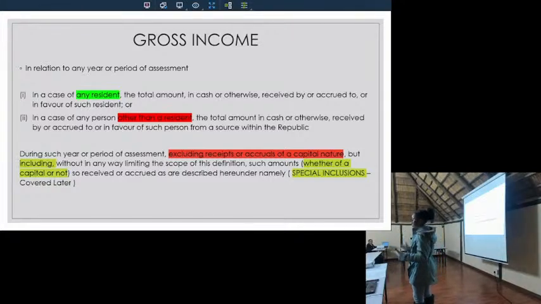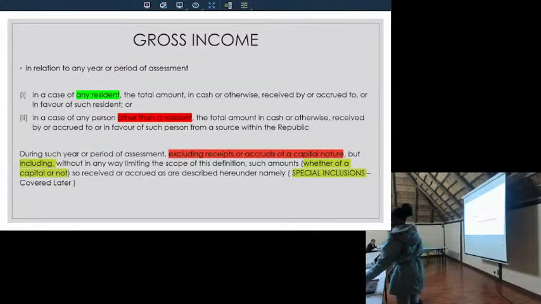So there are some terms that don't make sense. One of them is also your resident definition. We will cover it at a later stage. Are we good? So there are some terms that are vague, and we need case laws to conclude how we should recognize it in our taxable income, which is what we are doing with the gross income definition. Are we good? So cool. It also says during such a year or period of assessment, excluding receipts or accruals of a capital nature. We don't know what that is. What is capital? What are they talking about? Right? But we will cover it at a later stage.